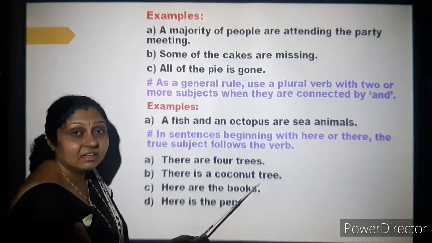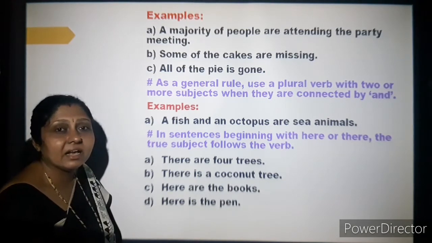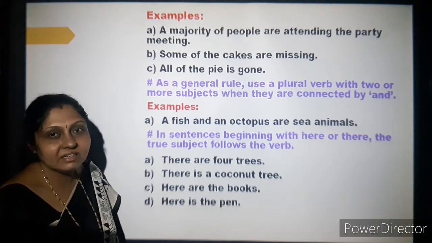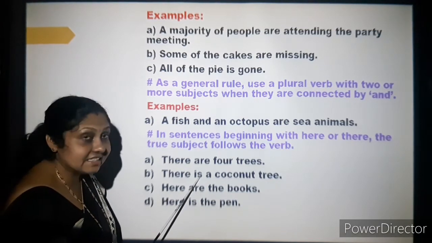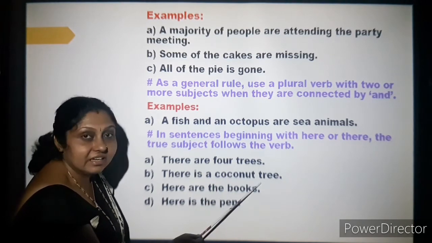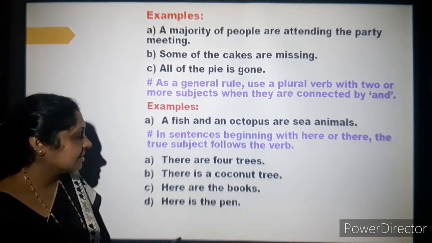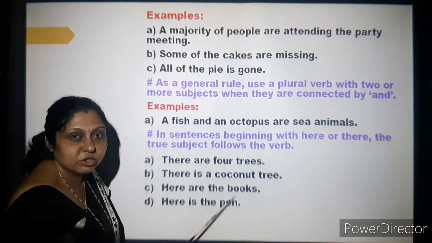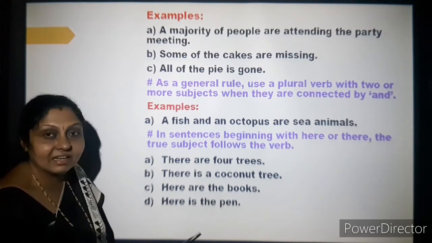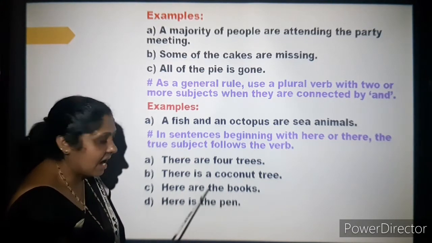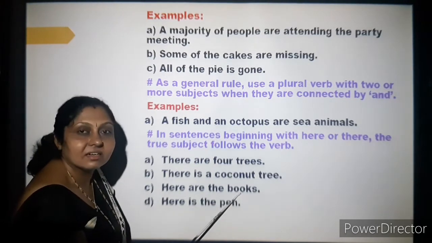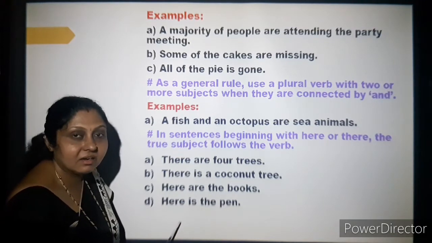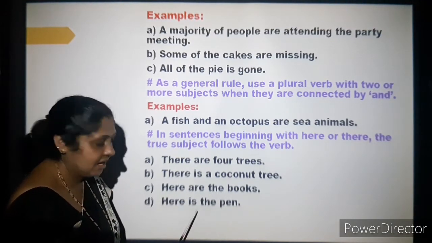There is a coconut tree. You can also say, among those 4 trees, there is a coconut tree. So one tree is a coconut tree. "There is" is the verb. A coconut tree is the actual subject. Here are the books. You are showing the place there, you can just imagine like that. Here are the books. "Are" is the verb. The books is the actual subject. Here is the pen. So it is singular, is the pen.